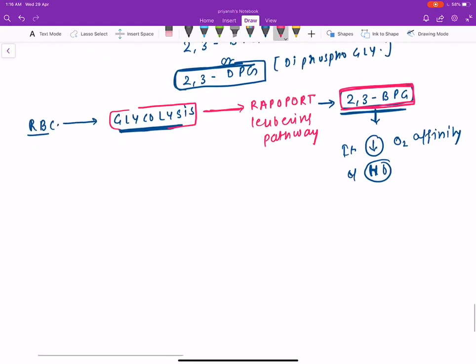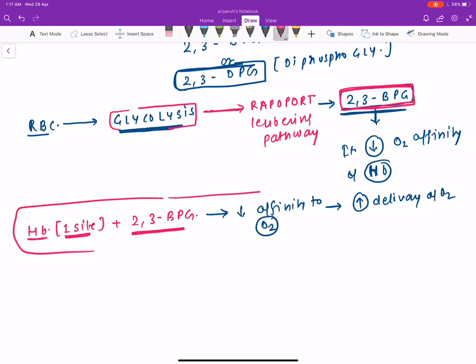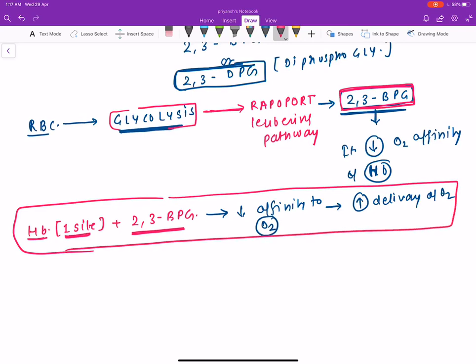Or see here, on the hemoglobin there is only one particular site where this 2,3-BPG molecule can attach. If this 2,3-BPG molecule attaches on that site of hemoglobin, there will be decreased affinity to oxygen. So if the oxygen affinity is decreased, there will be an increase in the delivery of oxygen. So this 2,3-BPG is the molecule which leads to unloading of the oxygen from the RBC.